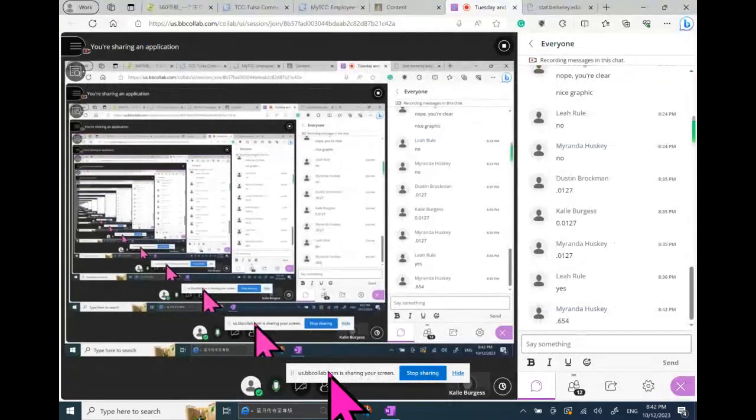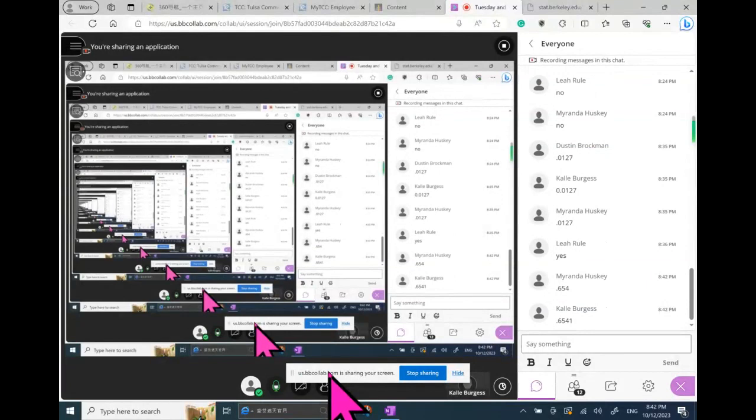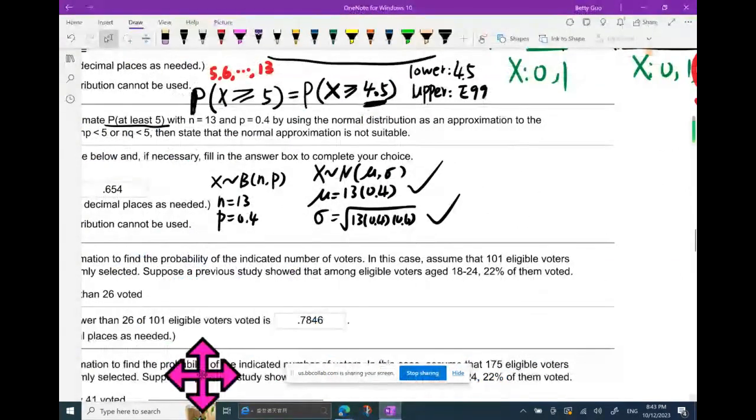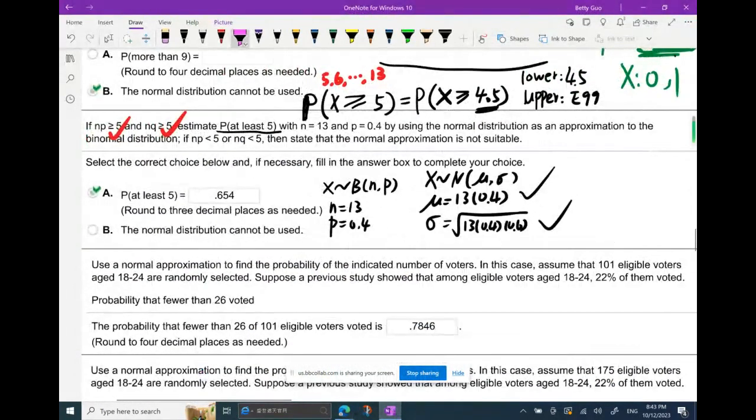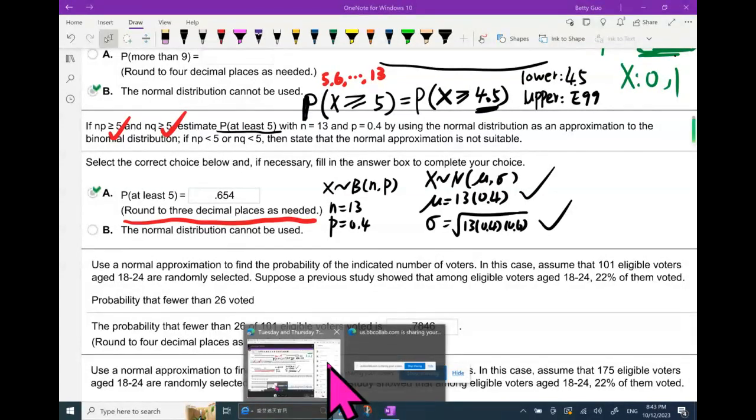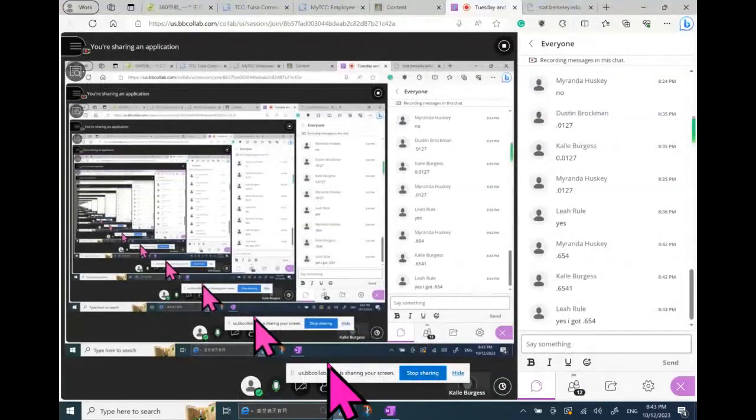Yeah, exactly. Thank you, Miranda. That's awesome. Perfect. Be careful with the rounding. The answer I think is correct, but be very careful with the rounding. Round to 3 decimal places as needed. Any question about this problem?